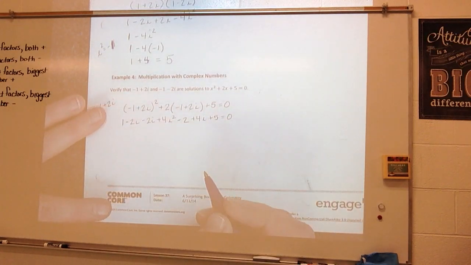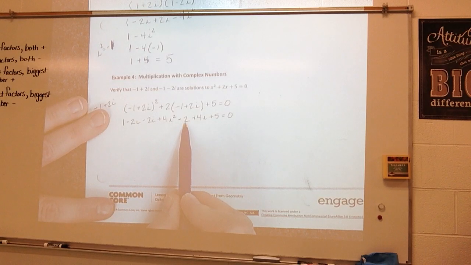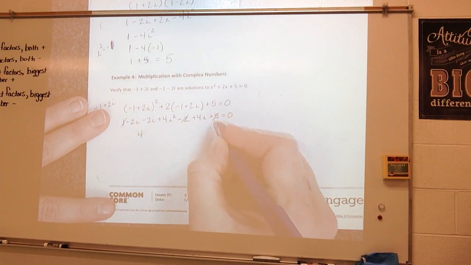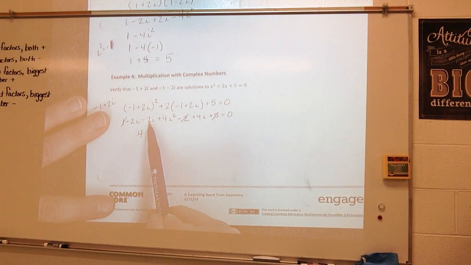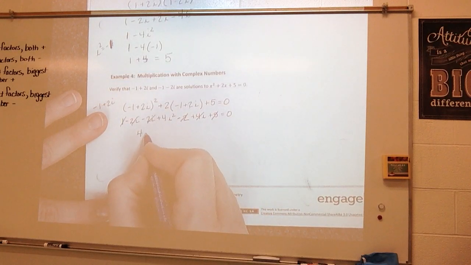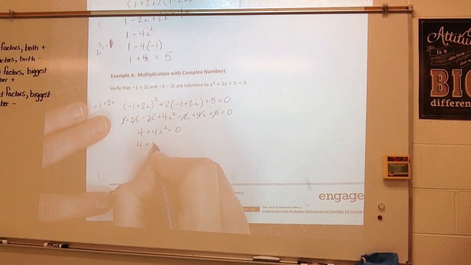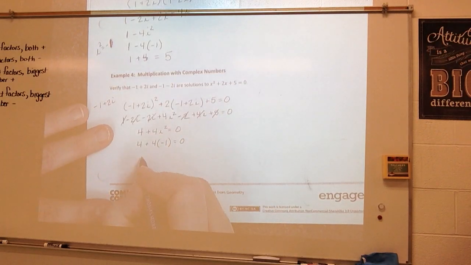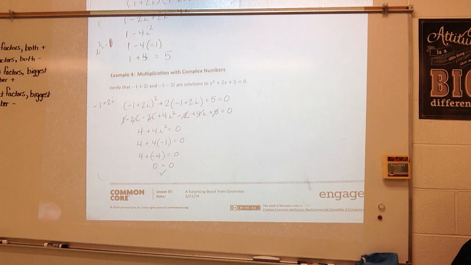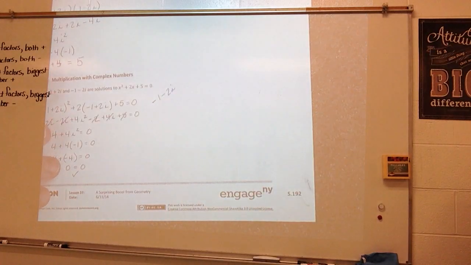Alright, let's go ahead and combine what we can. So I get 1 and negative 2 is negative 1 and 5 is 4. Alright, so that takes care of all of that. Negative 2i and negative 2i is negative 4i. And then I've got a positive 4i, so those cancel out. And then I've got plus 4i squared is equal to 0. Now, what do I know that i squared is equal to? Negative 1. So 4 plus a negative 4 equals 0. 0 is equal to 0. It works. Alright?